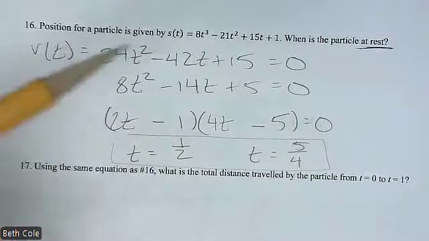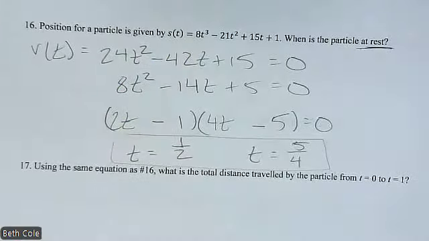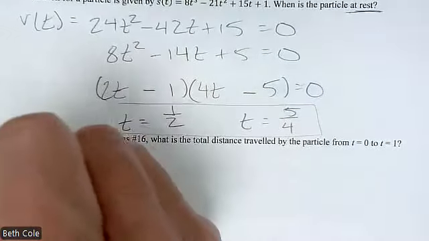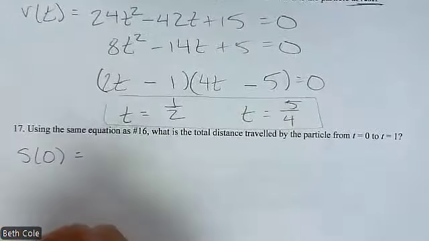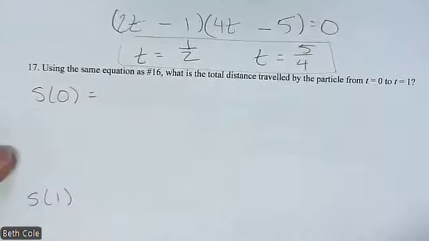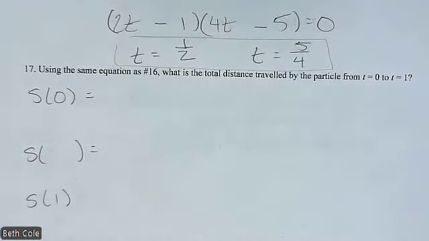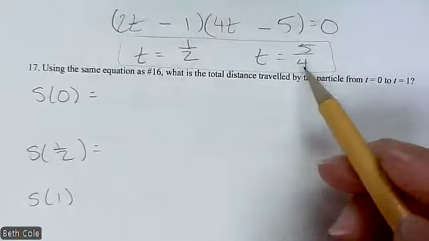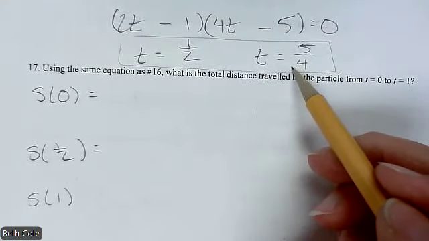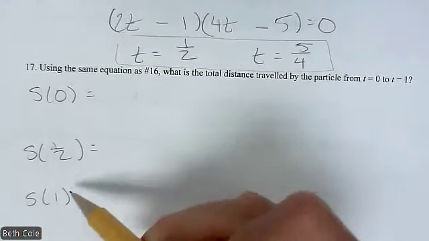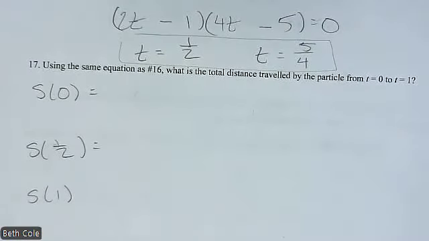All right, last one. Using that same equation, so the position here, what is the total distance traveled from 0 to 1? You're going to plug in 0. You're going to plug in 1, but there is another number you have to plug in as well. And we already found it. We just found it. What's the other one? 1/2. Why would we not need to worry about 5/4? It's past 1. It's past the end of the interval. Good. Perfect. Nice job, guys.